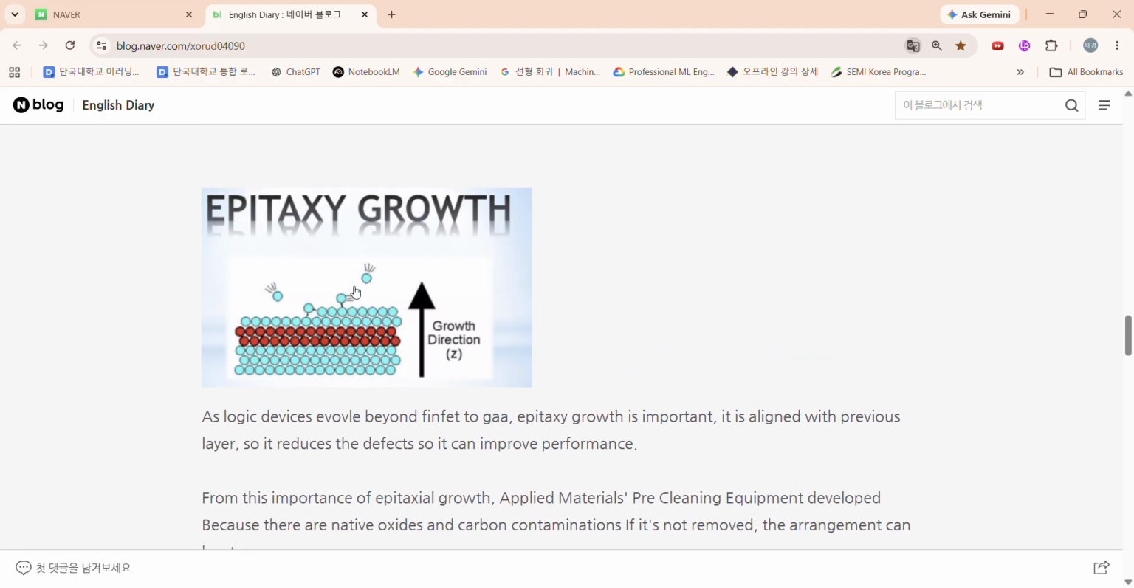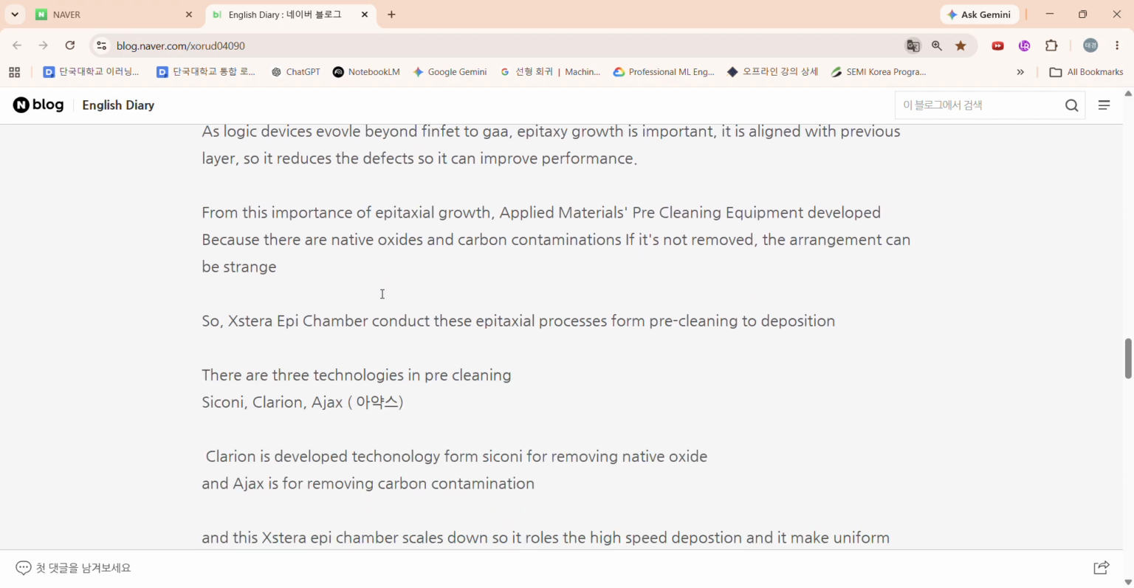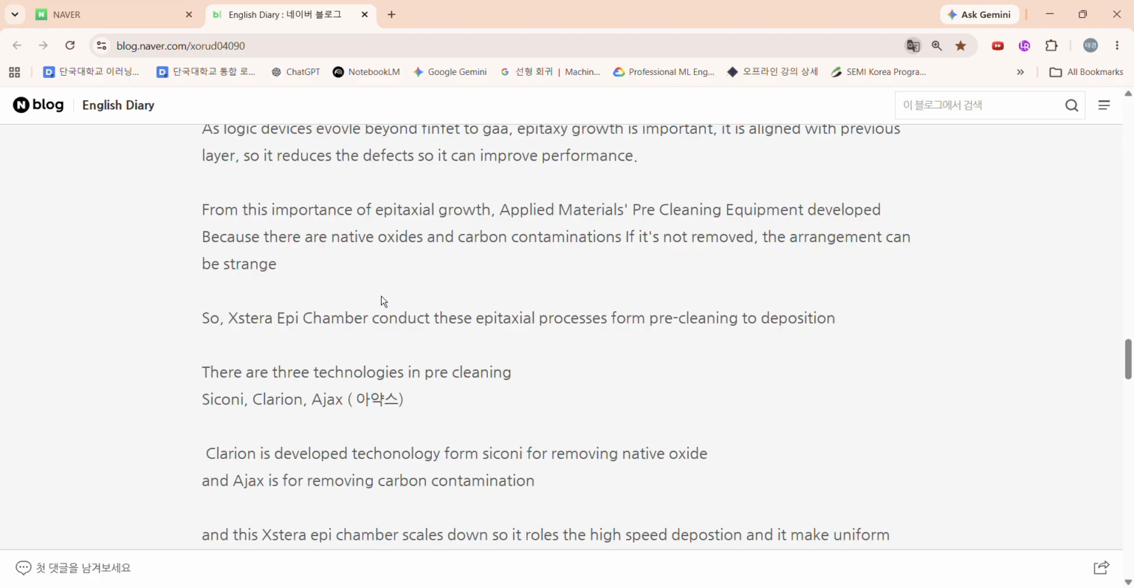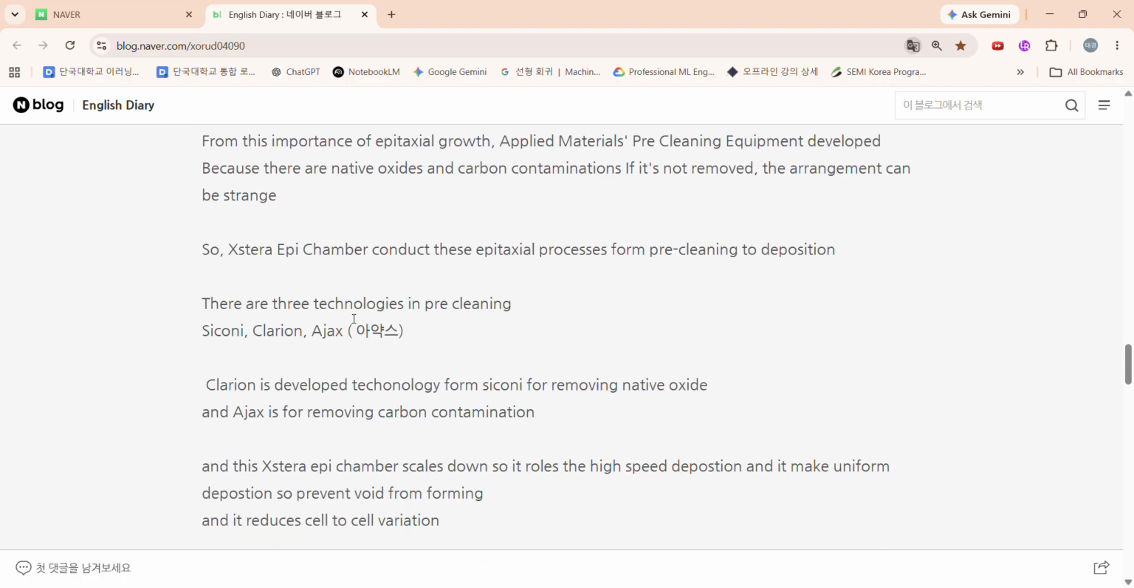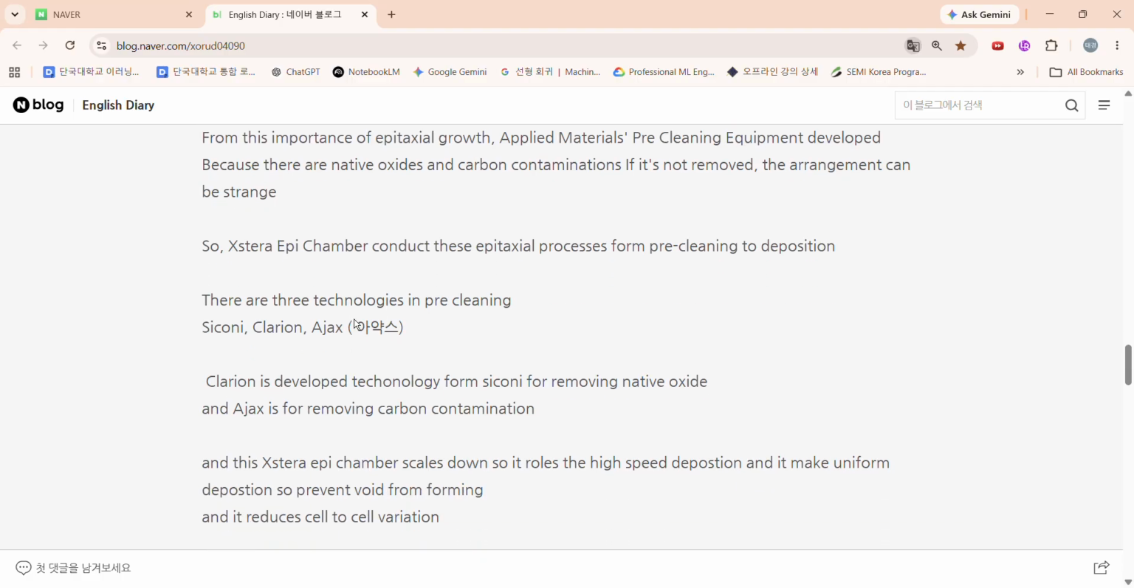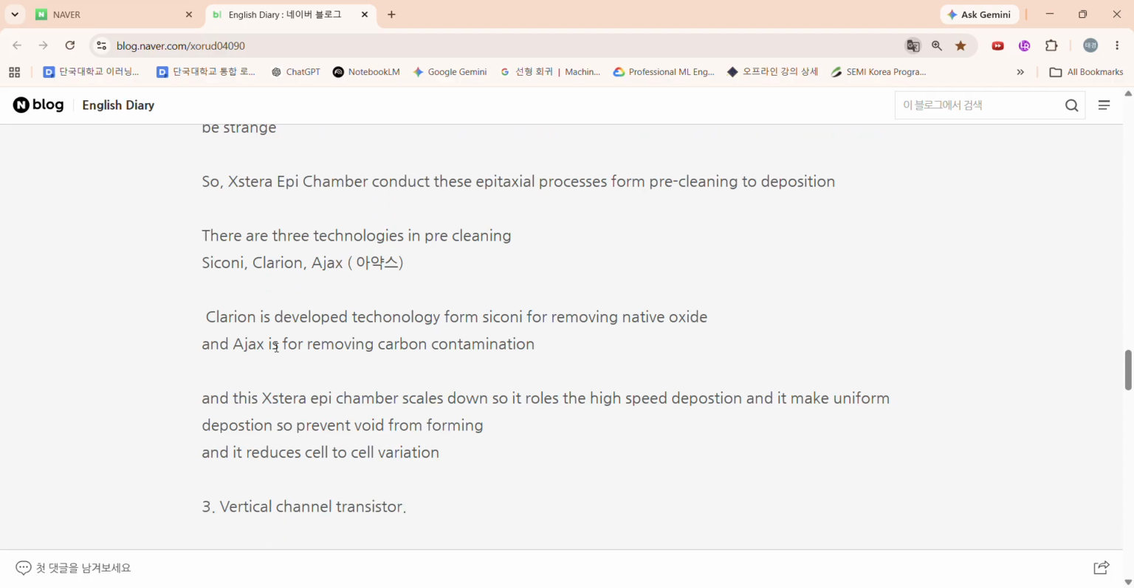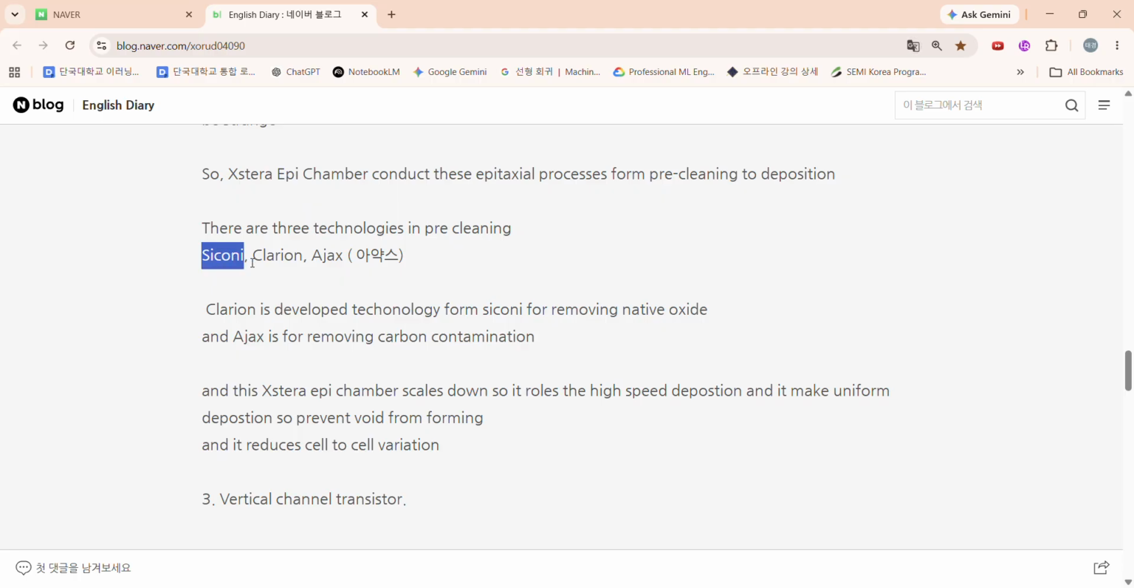Before epitaxy growth, we need to pre-clean. There are three technologies in pre-cleaning in Applied Materials. The first one is Siconi, the second one is Clarion, and the third one is Ajax. Siconi is the previous technology, so I want to talk about just Clarion and Ajax.